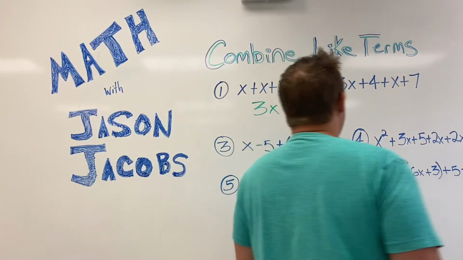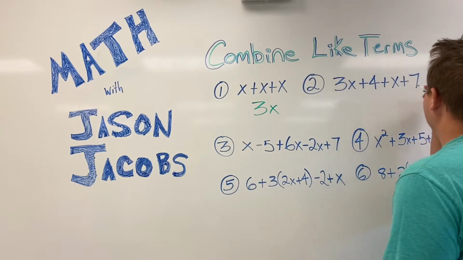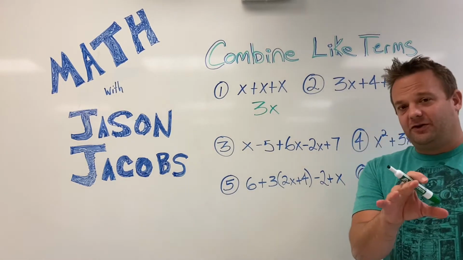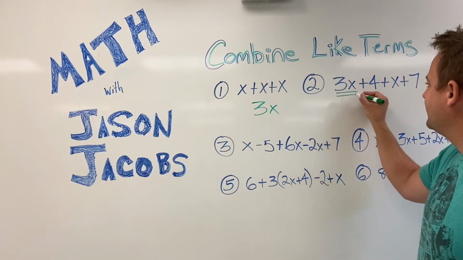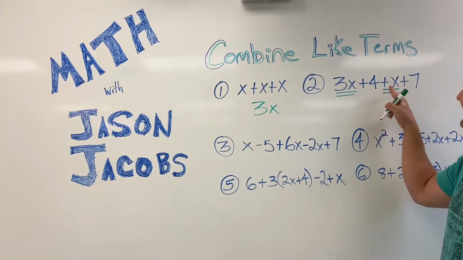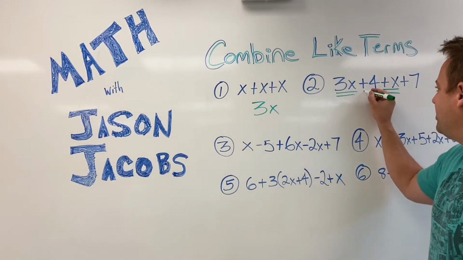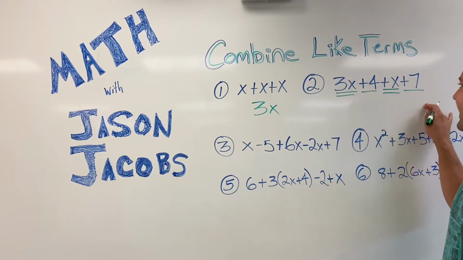Let's look at this one. 3x plus 4 plus x plus 7. Combine like terms. Well, what I like to do, underneath the coefficient and variable, I put 2 lines. I'm gonna put those together. And you take the sign in front. Underneath just the numbers, the integers, I'm gonna put 1 line. Now I'm gonna combine them together.